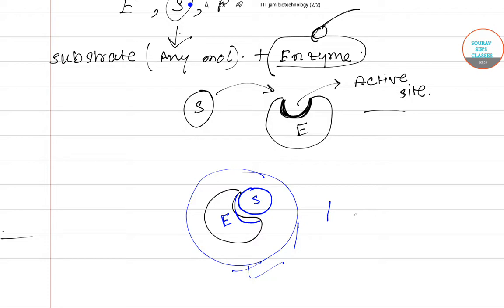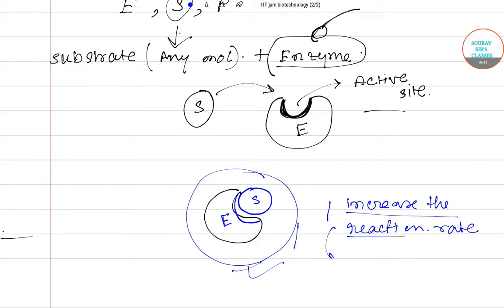Now the function of the enzyme and other catalysts is to increase the reaction rate. And how will the reaction rate increase? The only condition is by lowering the activation energy.